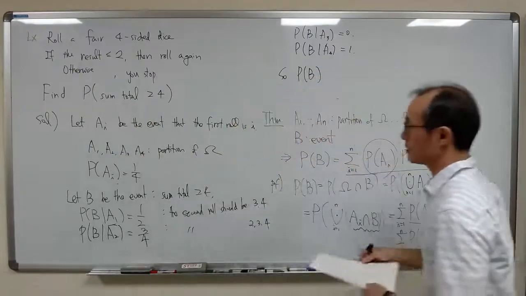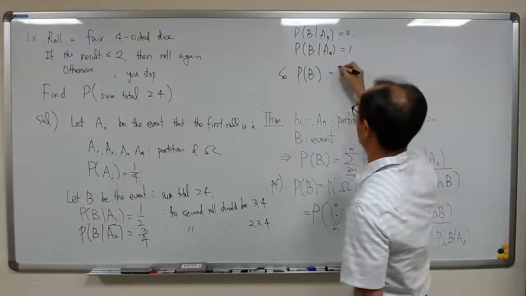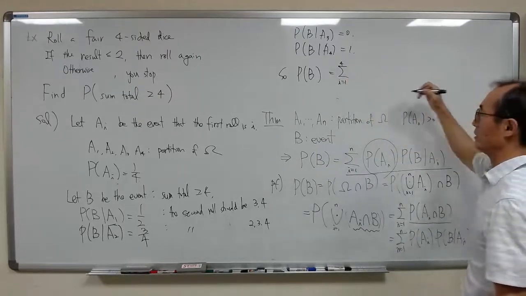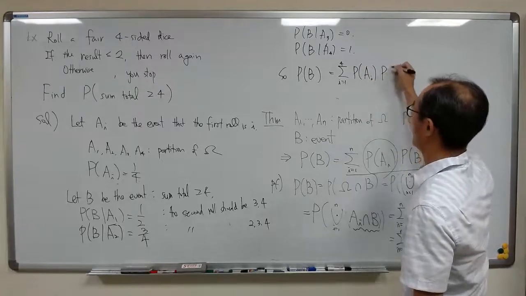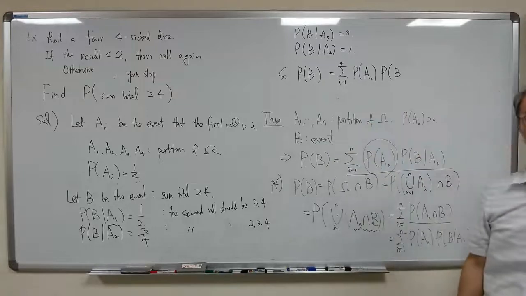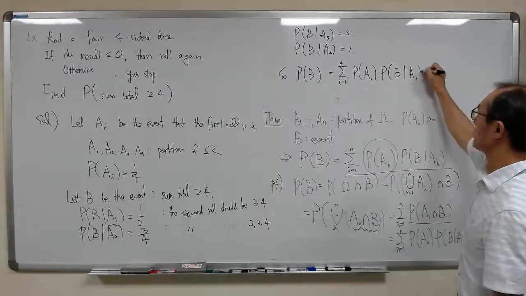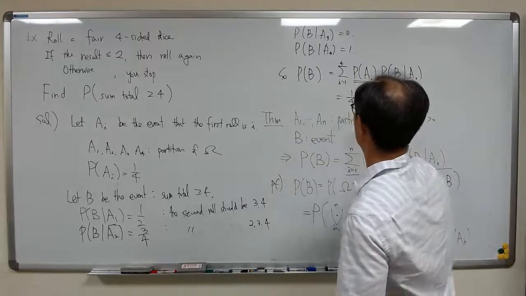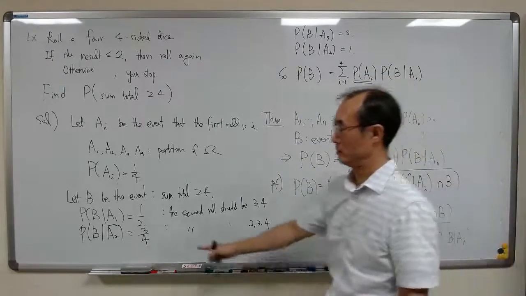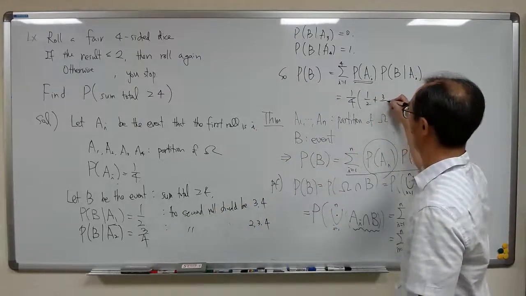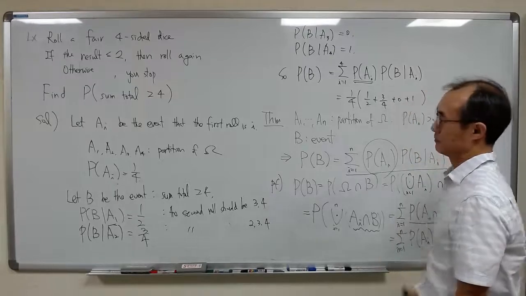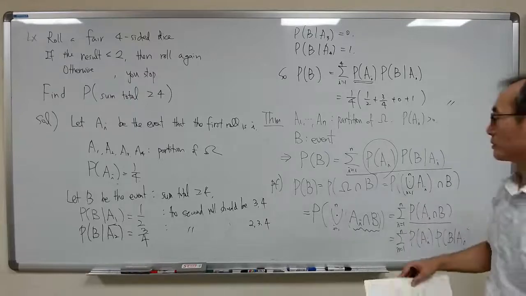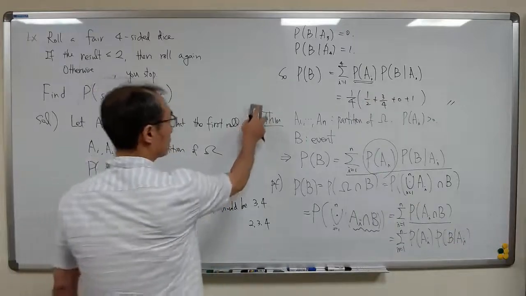Then the probability of this event, total sum is greater than or equal to 4, can be obtained by the total probability theorem like this. The summation: here we have 4 different cases in the partition. The probability of Ai multiplied by the probability of the event that we are interested in given the conditions. In this example, all those probabilities are the same, and we have 4 different conditional probabilities. This is what's called the total probability theorem.